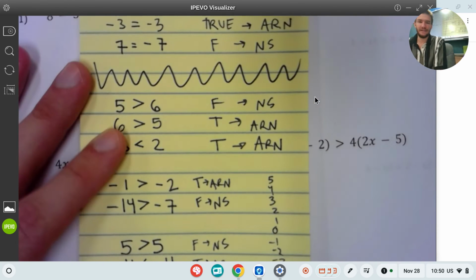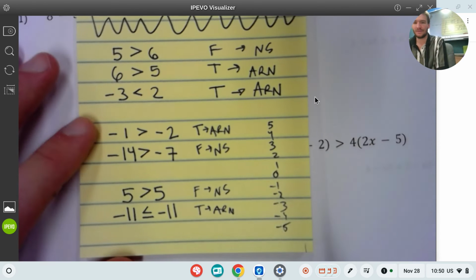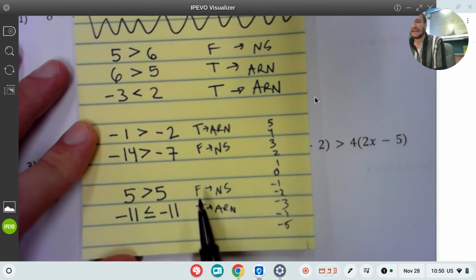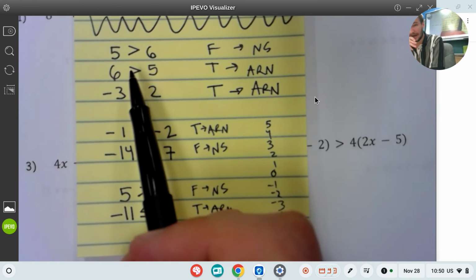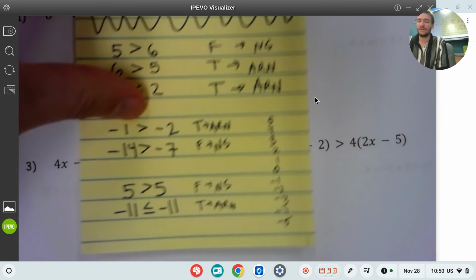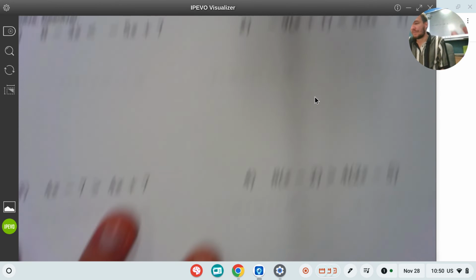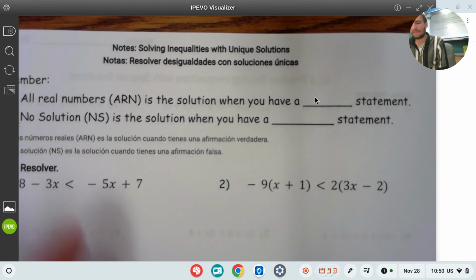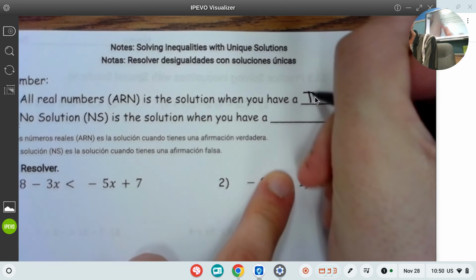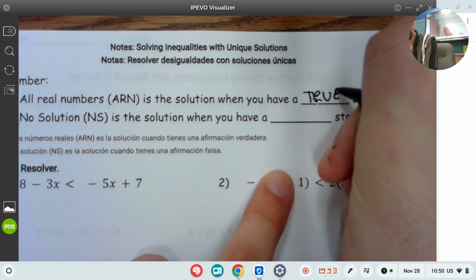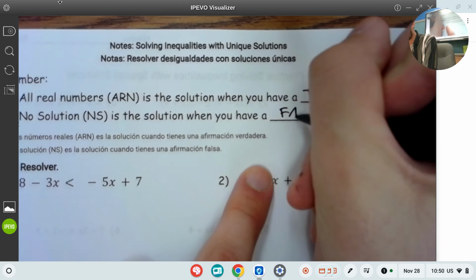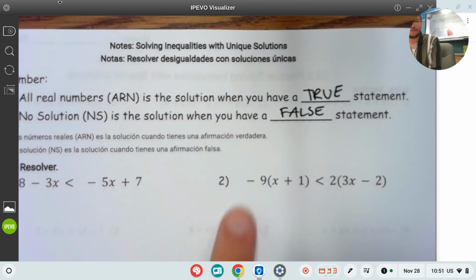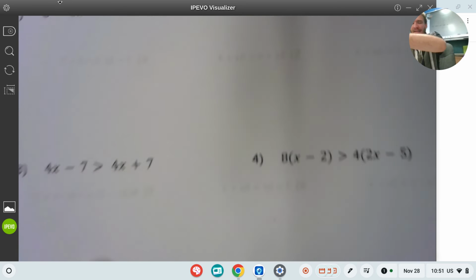All right, I know that this is just me writing a bunch of random numbers on a notepad here, but this is basically the work for today. You got to end up with two numbers, and you got to decide which one's bigger. So, at the top here, ARN is the solution when you have a true statement, and NS is the solution when you have a false statement. Hopefully you have that up at the top of your notes already. We've got 6 questions.